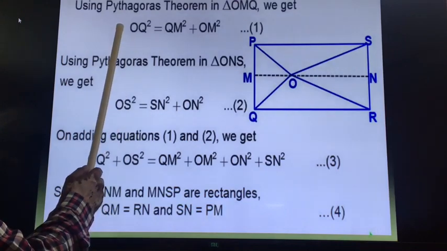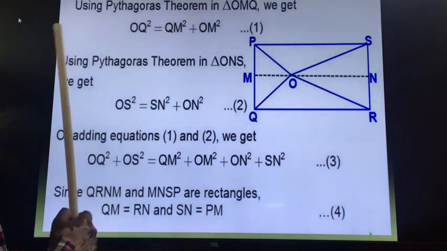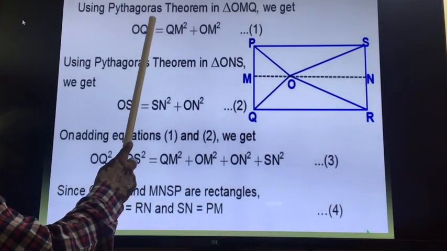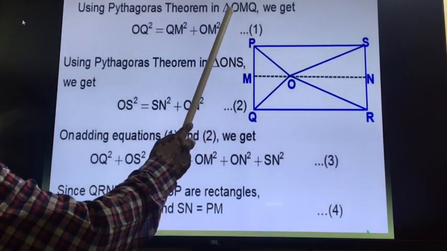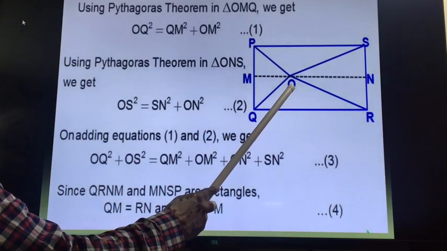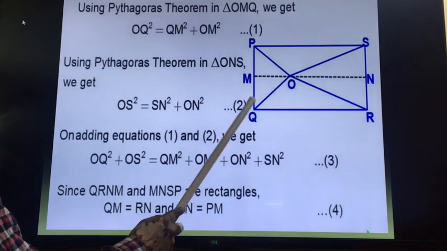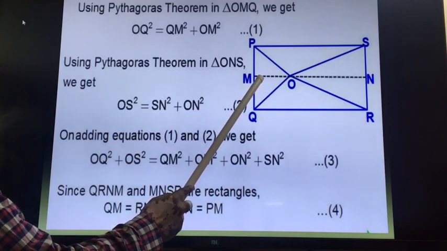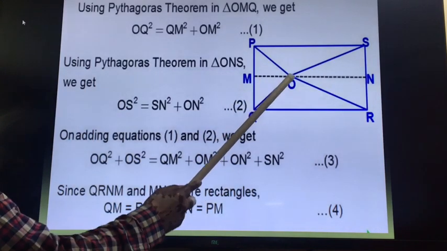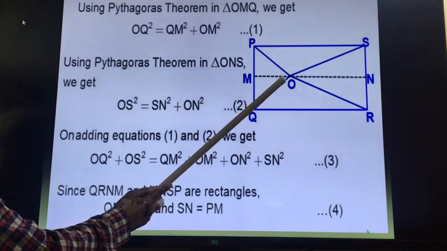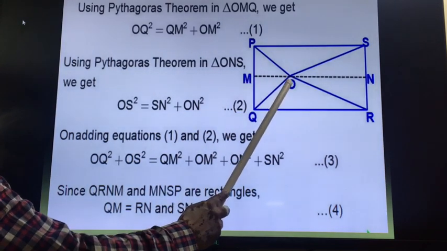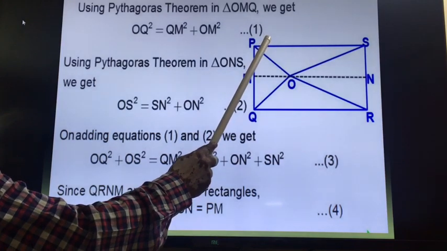Now because these are right triangles, we can apply Pythagoras theorem. So by Pythagoras theorem, in triangle OMQ, we can apply Pythagoras theorem. This angle OMQ is 90 degree, so OQ is the hypotenuse. So we can write OQ square is equal to QM square plus OM square. This is our equation number 1.